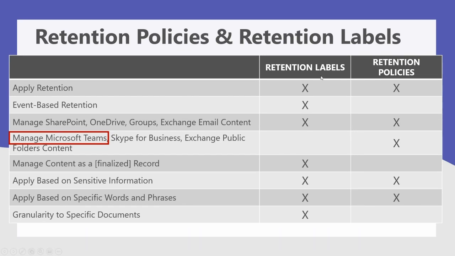So the difference between policies and labels: policies tend to manage containers of information, for example, a whole SharePoint site or everything in a user's mailbox. Whereas labels tend to manage individual items such as individual documents or emails. Now, you can use labels on a container. It's just generally how they're used. So let's look at each one of these a little bit more in detail.